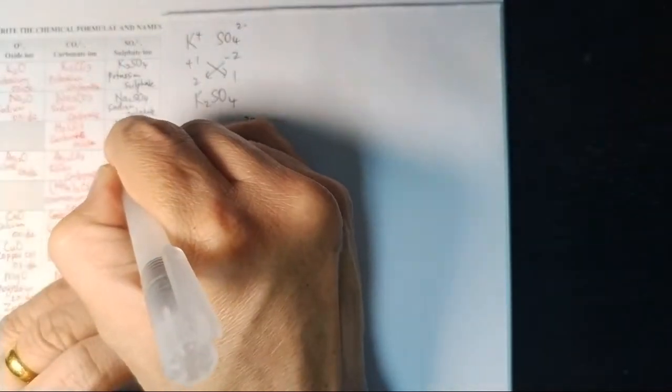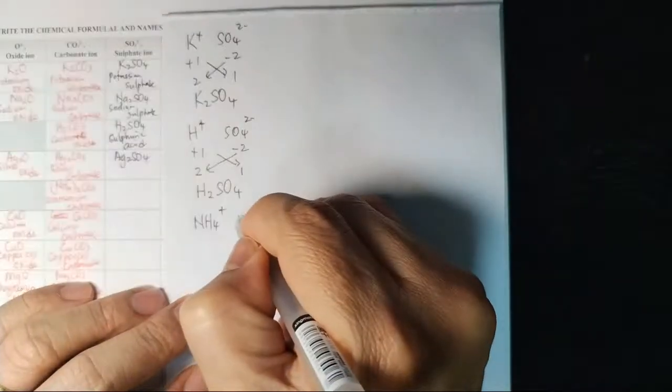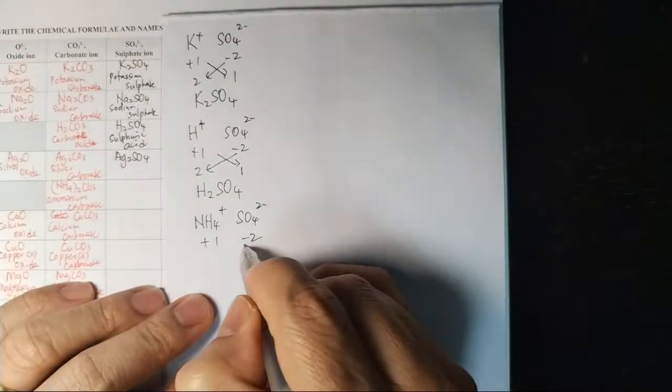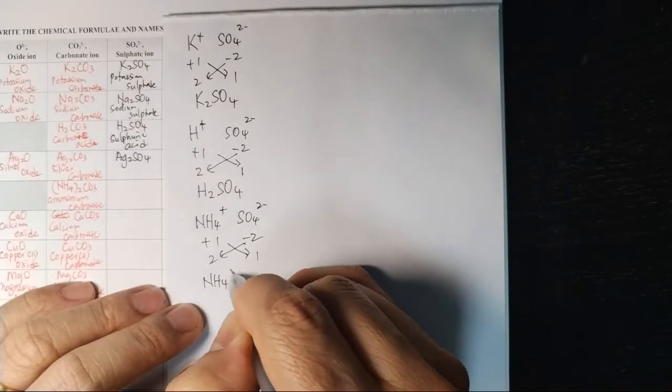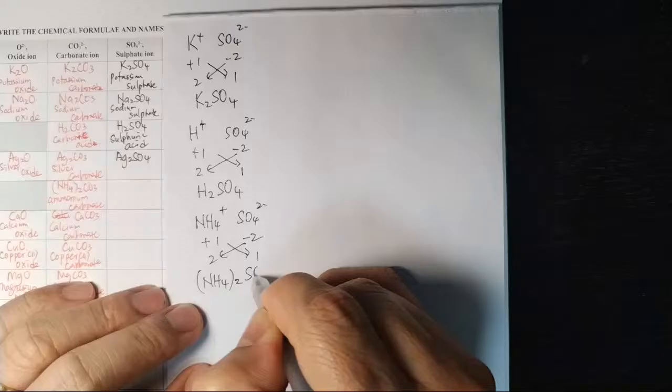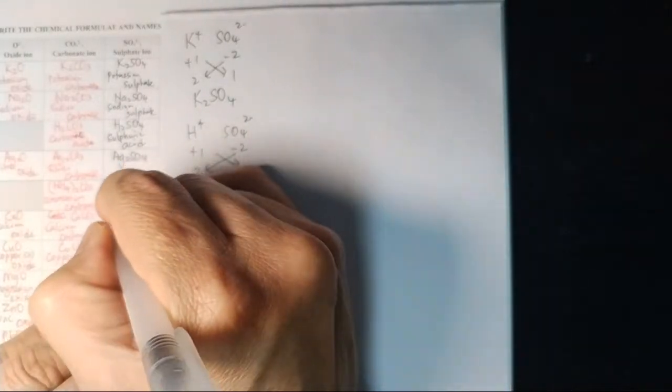Okay. Now, next one is silver sulfate. Okay, silver sulfate. Okay, ammonium sulfate. Okay, I showed you the ammonium. Ammonium positive, right? Sulfate. So positive 1, negative 2. 2, 1. So ammonium is NH4, 2, then sulfate. Okay. So ammonium sulfate.